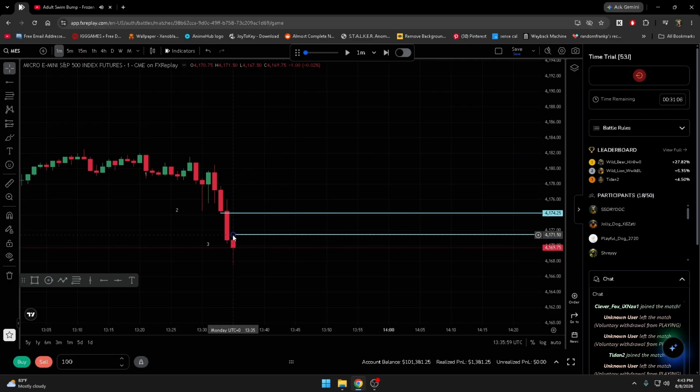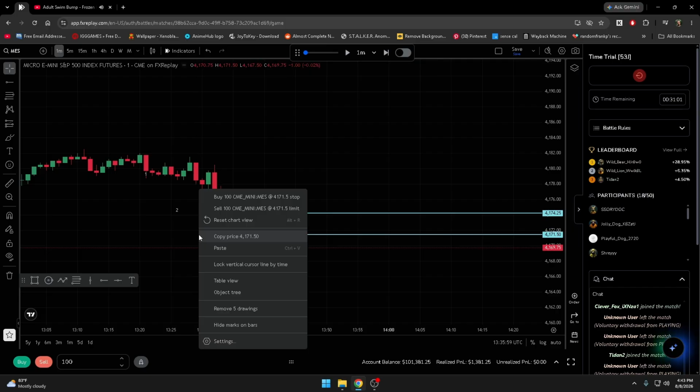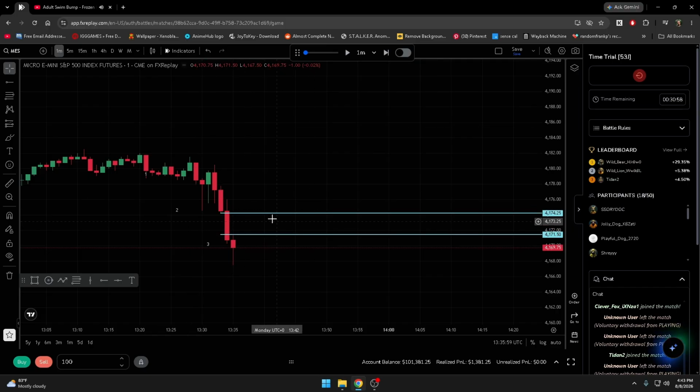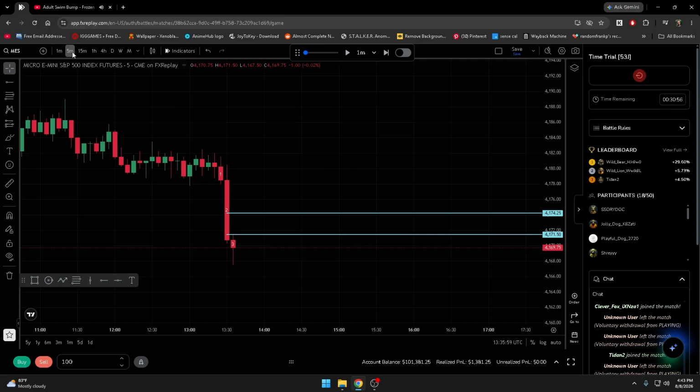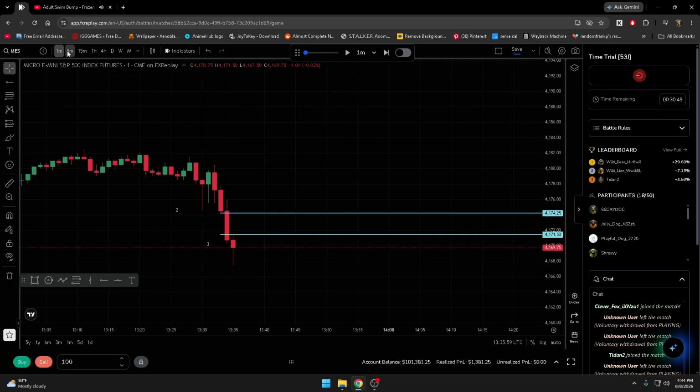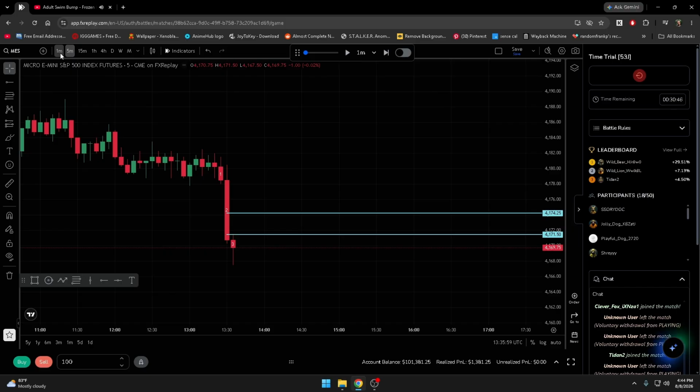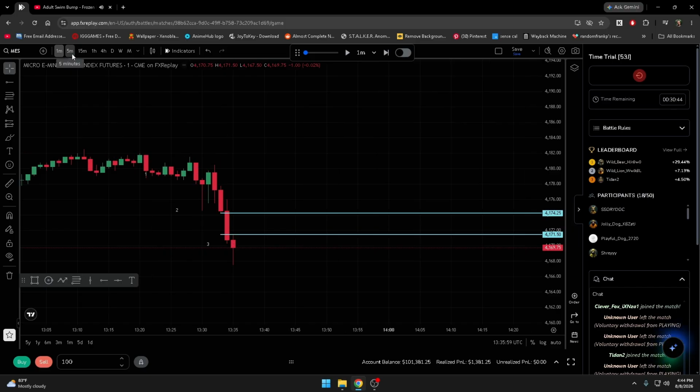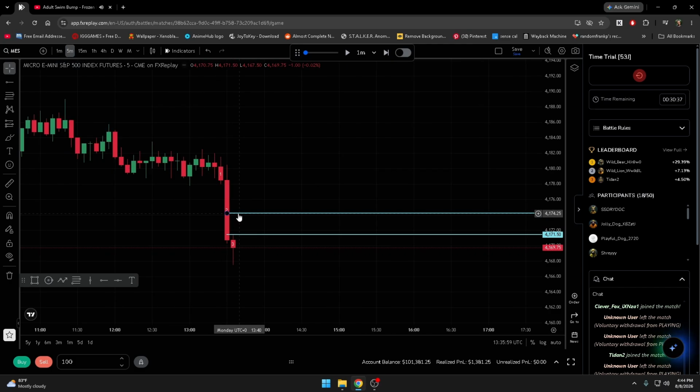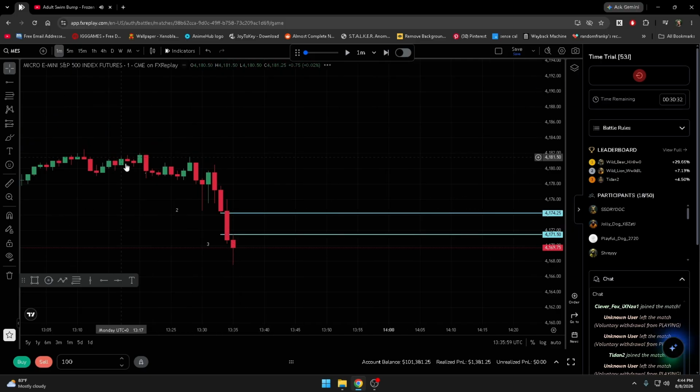Alright, boom. We got this little gap right here. This will be our entry point. But let's not entry down here. Let's entry on the 5. Wait a second. So our entry point will be different and our risk will be different on a 1 minute than on a 5 minute. Let's actually see where price goes to. Let's see where price heads to.